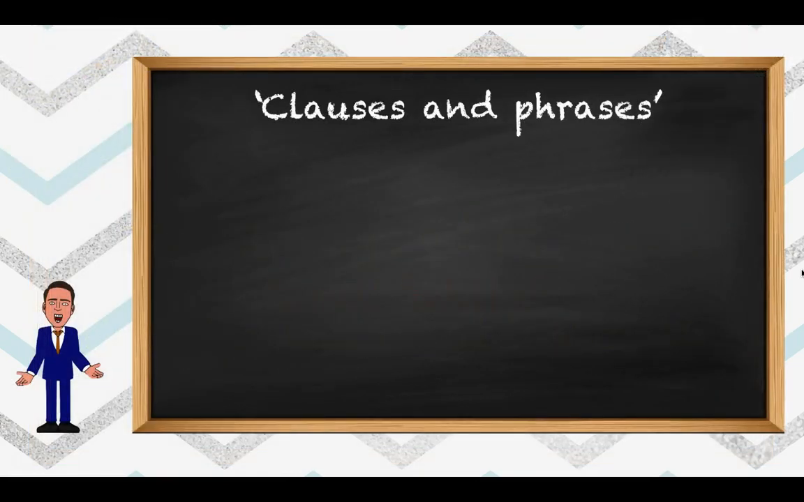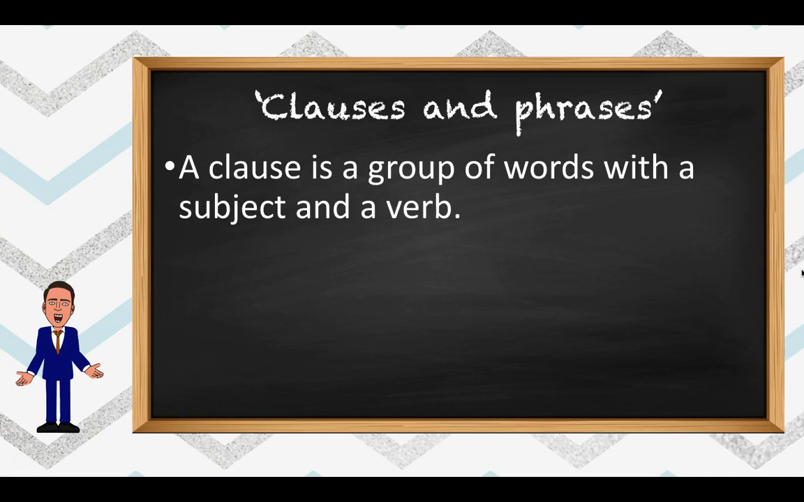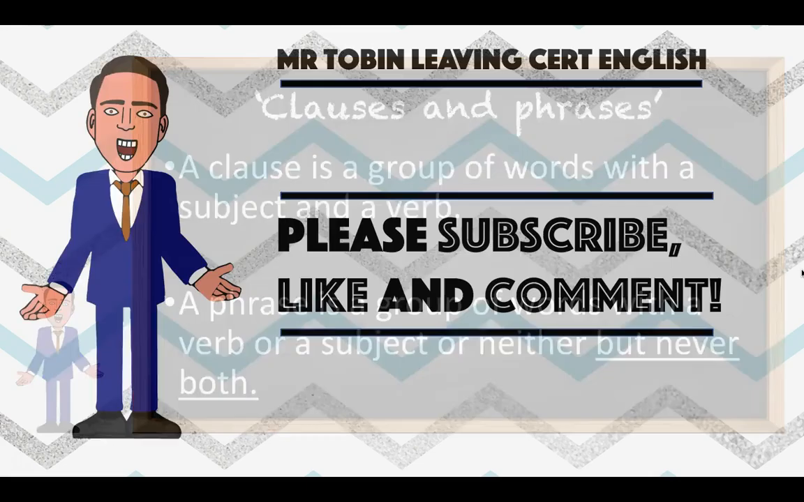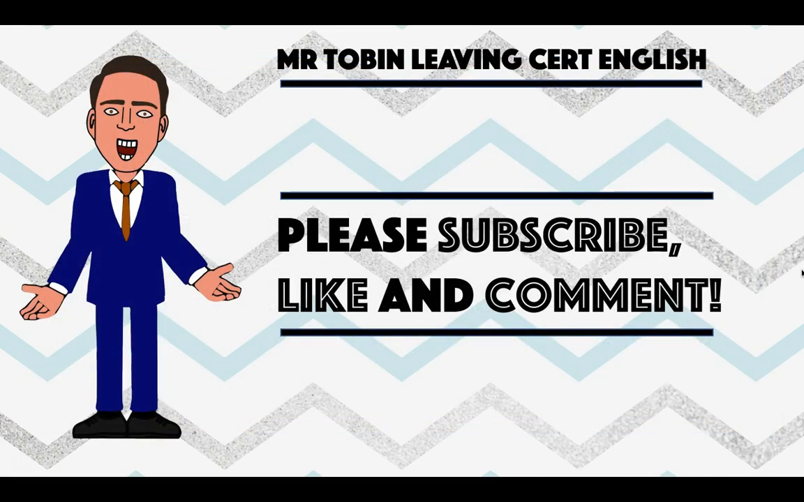So in this video, you've just learned about the basic unit of a sentence, the clause, and the difference between a clause and a phrase. Remember, a clause is a group of words with a subject and a verb, and a phrase is a group of words with a verb or a subject, or neither, but never both. In the next video, we're going to be looking at multi-clause sentences, how we construct them, and why we use them. I hope that you've enjoyed this video, and I hope that you found it useful.